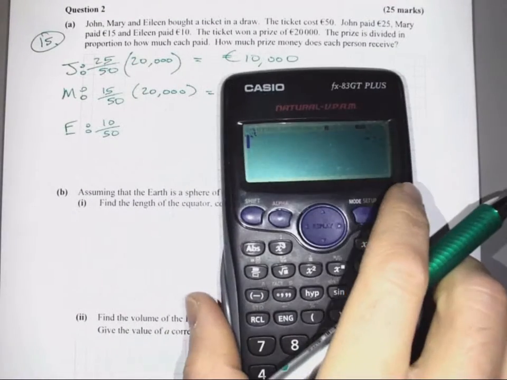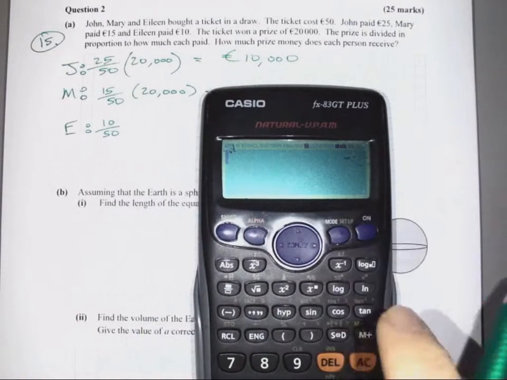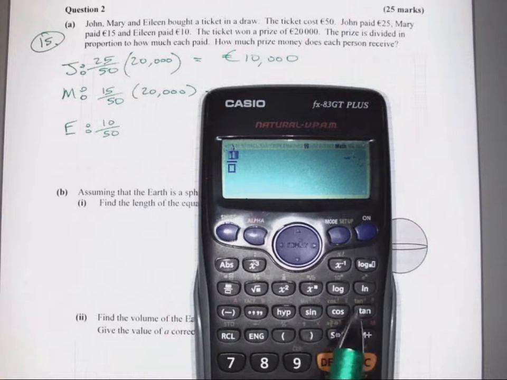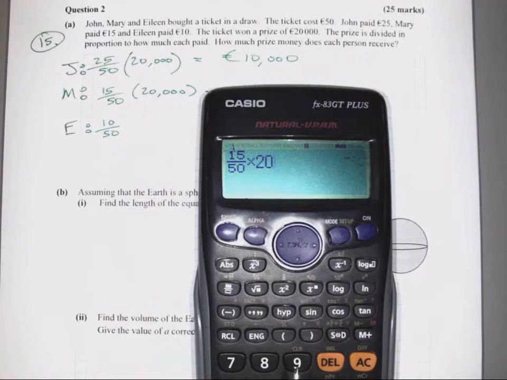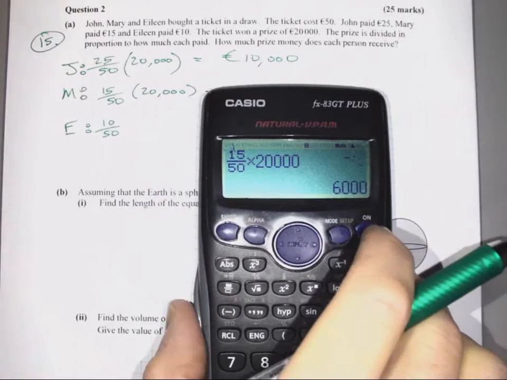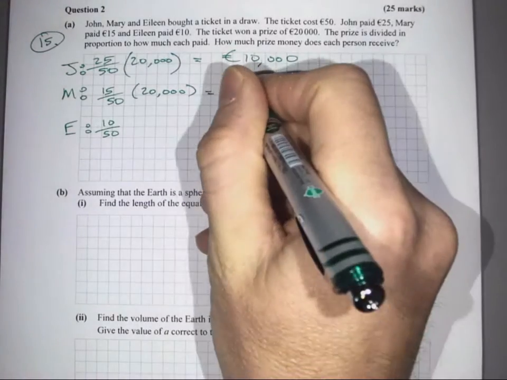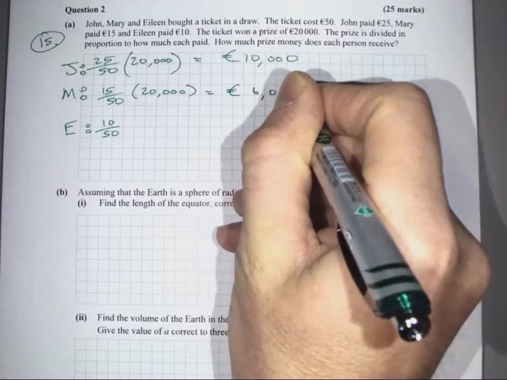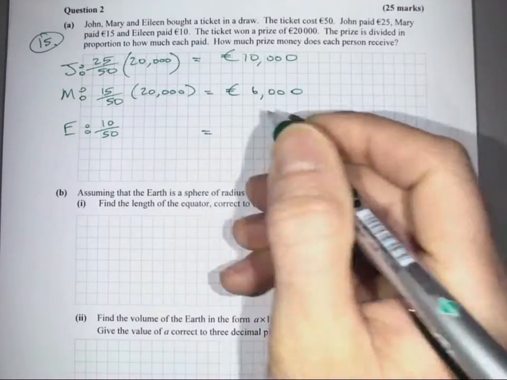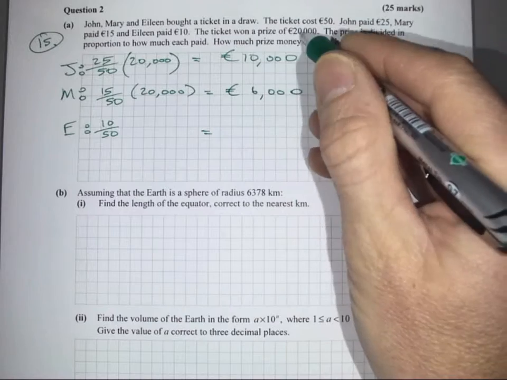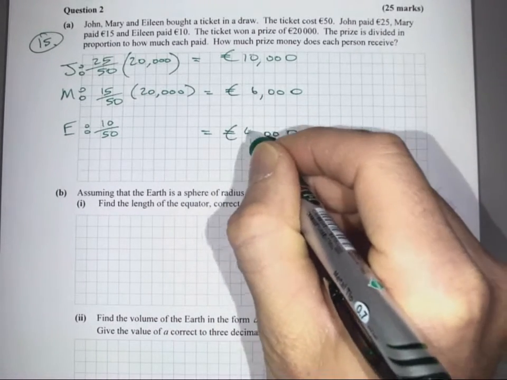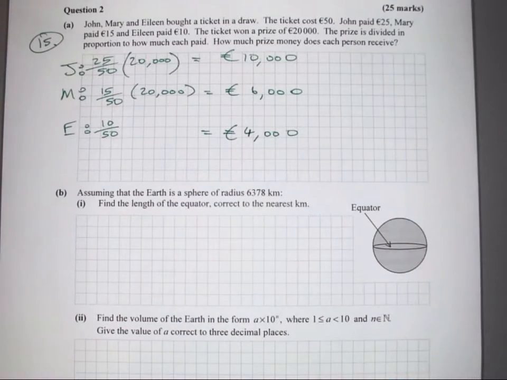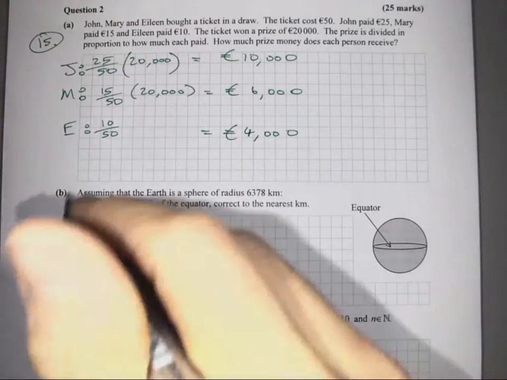So no need to tax the old brain. We'll just go into the calculator. 15 over 50 multiplied by 20,000. We have 6,000. Right, and 6 and 4 is 10, so the remainder has to be 4,000. It gives a total of 20,000. So Eileen gets 4,000, and we can check that.